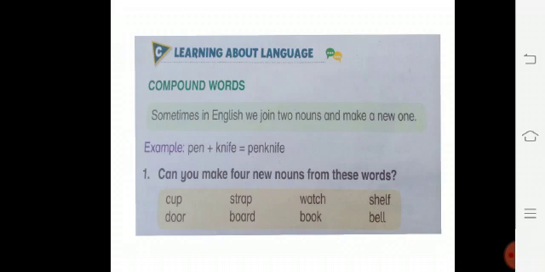Students, here is watch. Watch is a word, and wristwatch is also a word. Students, book: English book. And door: doorbell. Door is a noun and bell is also a noun. When we join these two words, we make a new word, doorbell. Okay students?